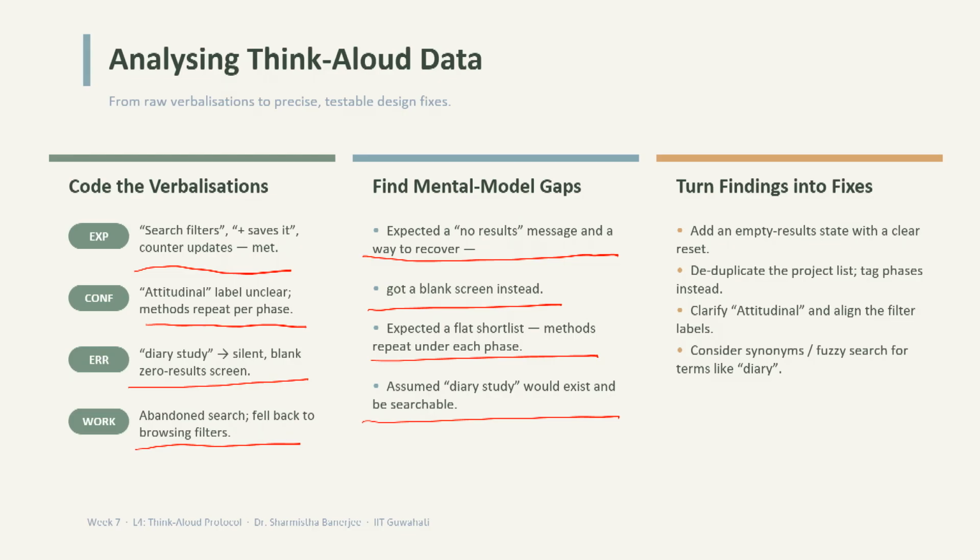Now I will be turning all these findings into certain fixes. As I told you, I can have an empty result state with a clear reset. I can deduplicate the project list and tag phases instead. I can clarify attitudinal and align the filters. I can consider synonyms or fuzzy search for terms like diary.